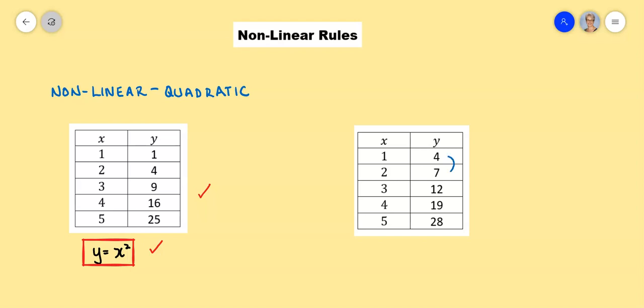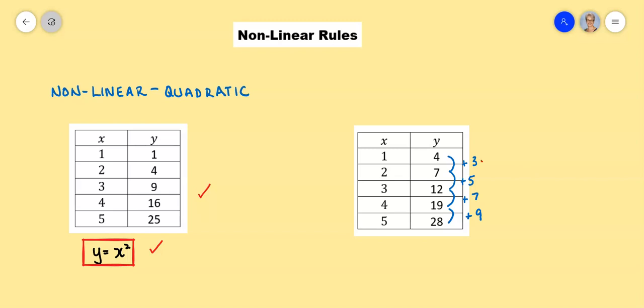The difference between 4 and 7 is 3, so we're adding 3 this time. The difference between 7 and 12 is 5, so we're adding 5. Here we're adding 7. Here we're adding 9. So you can see that y is increasing by a different amount each time, but again, we can see the same sort of pattern as we saw earlier.